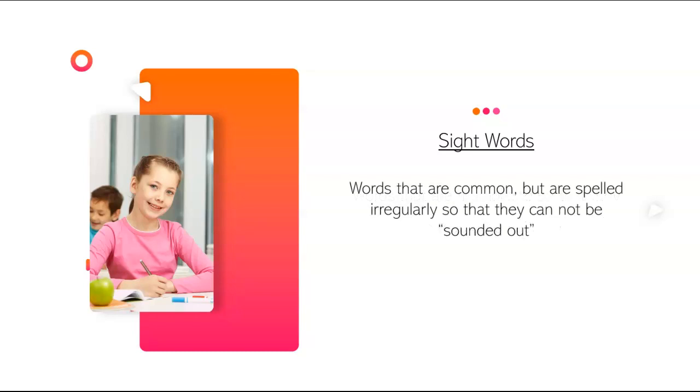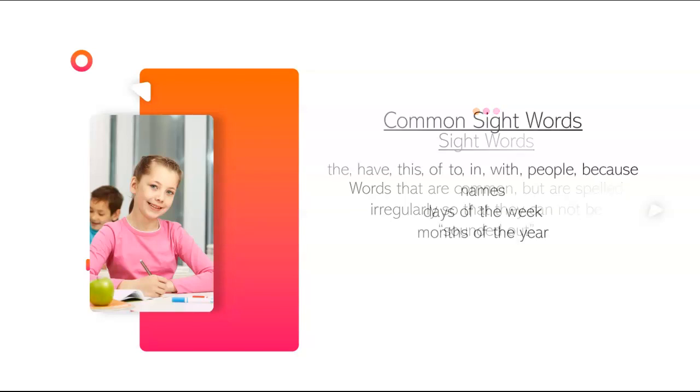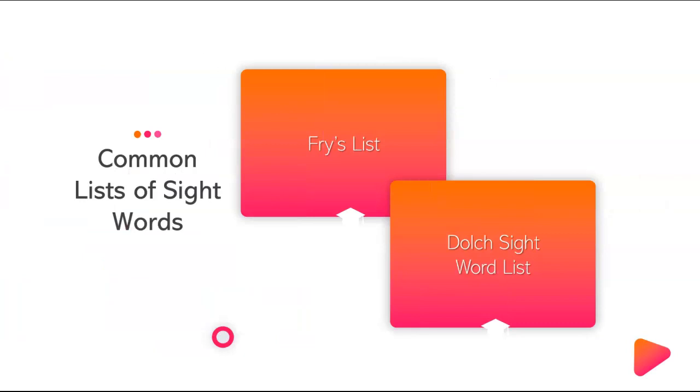There are two types of sight words that we learn: words that don't fit into any specific phonics pattern and can't be easily sounded out, and then common words that children are going to see over and over when they read. For instance, the, have, this, of, to, people, because, around. Sight words like that. It can also include things like names or days of the week or the names of the 12 months.